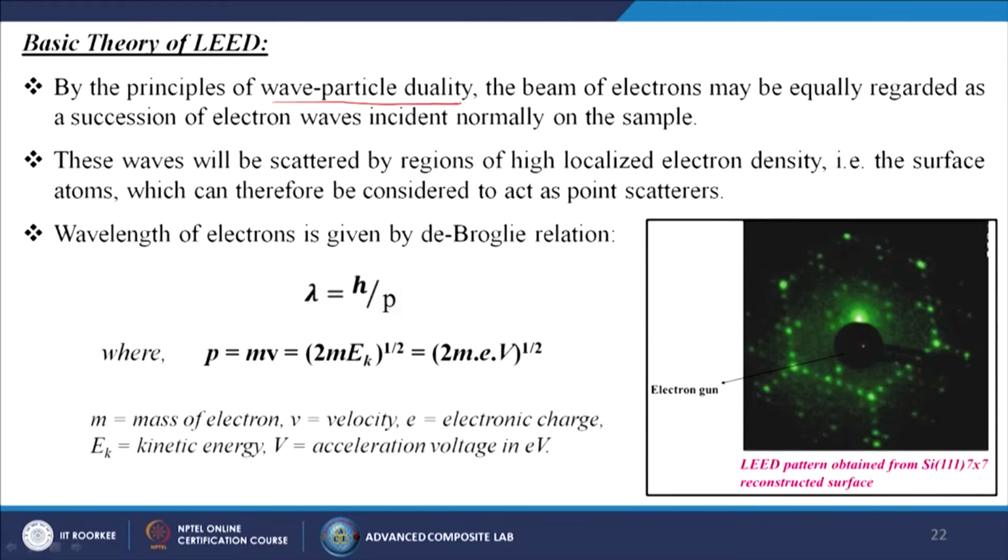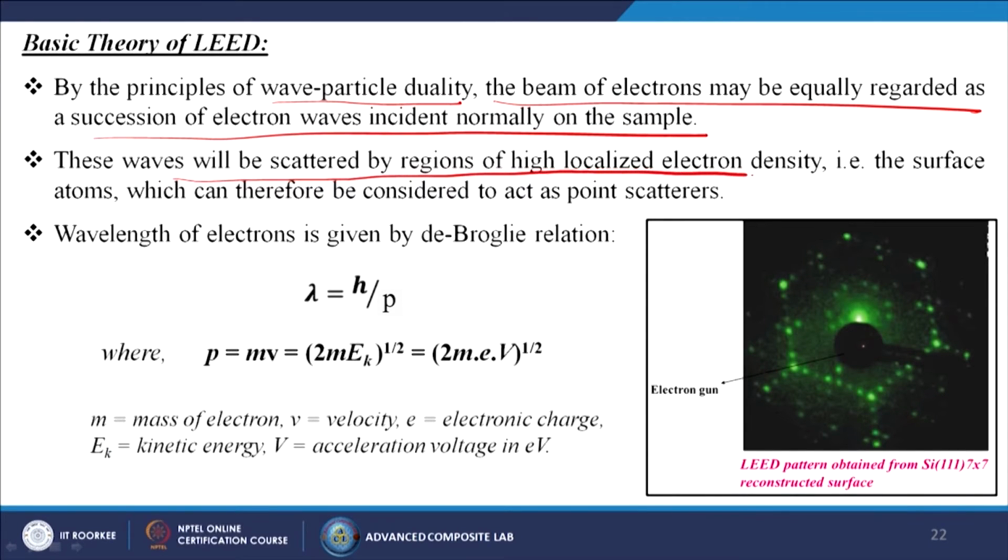Basic theory: how is it working? By the principle of wave particle duality, the beam of electrons may be equally regarded as a succession of electron waves incident normally on the sample. These waves will be scattered by regions of high localized electron density, that is the surface atoms, which can therefore be considered to act as point scatterers.